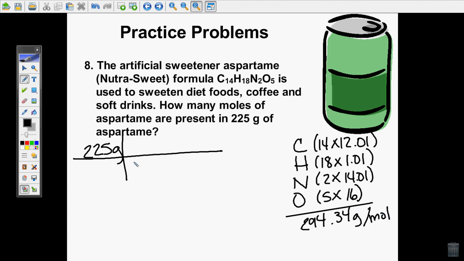So over here I put my grams on the bottom, so 294.34 grams, 1 mole on top, so that my grams cancel. And I multiply across the top, divide by what's on the bottom, and I get 0.764 moles of aspartame.